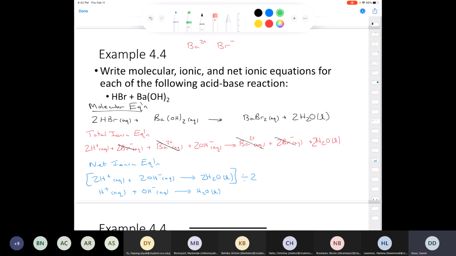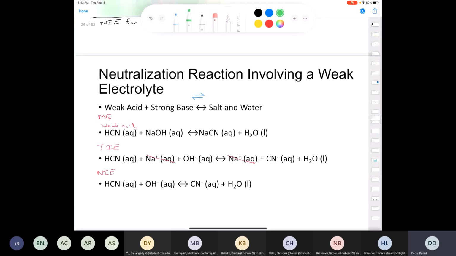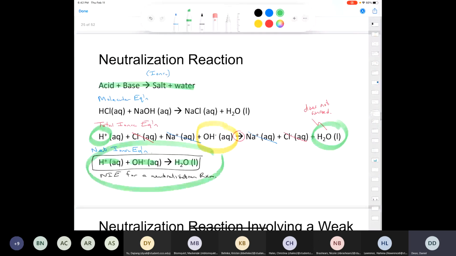And so we see, again, when we combine a strong acid and a strong base, we end up with the same net ionic equation that we did when we combined a strong acid and a strong base here.